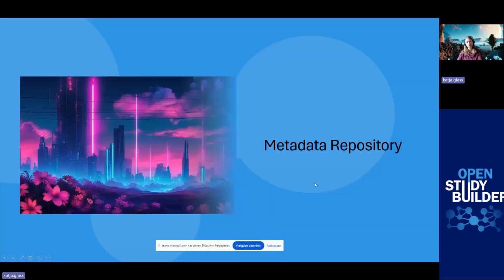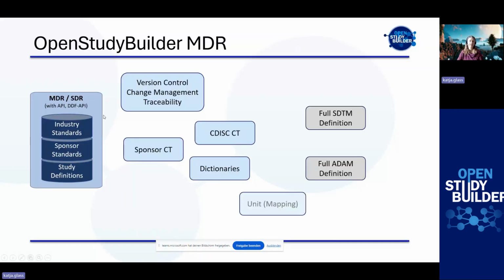So let's concretely look into the metadata repository items, what you typically have in your metadata repository and what the OpenStudyBuilder already has. So we do have, of course, version control, change management and traceability. So you can see who has changed what when. You see the old version and the new version. There is no deletion. It's just that the link might go to a newer version and the old version will always stay available. So you always can follow what was active when and what has been used for what studies.